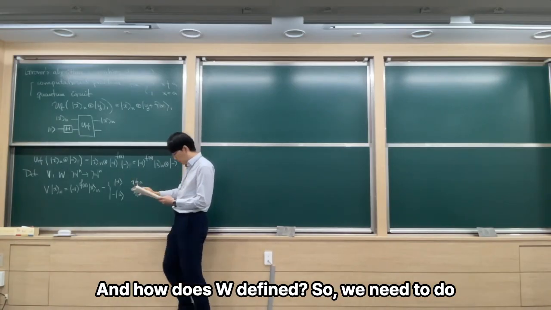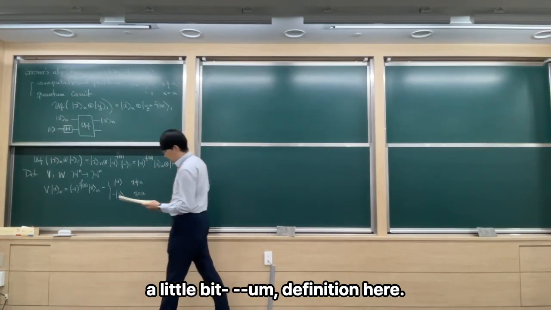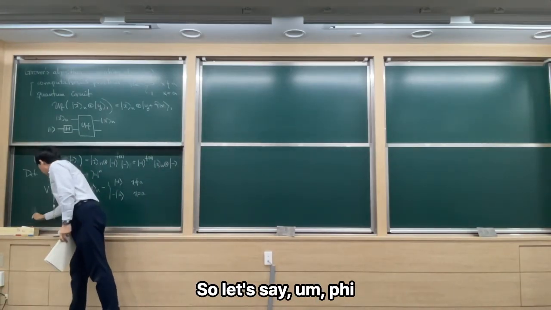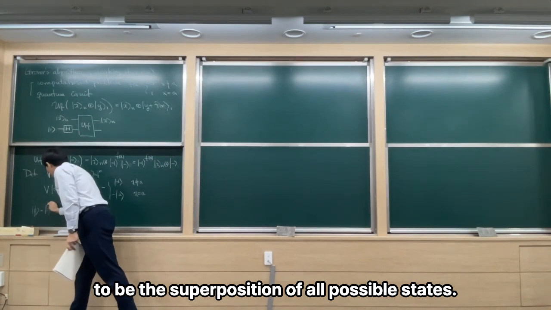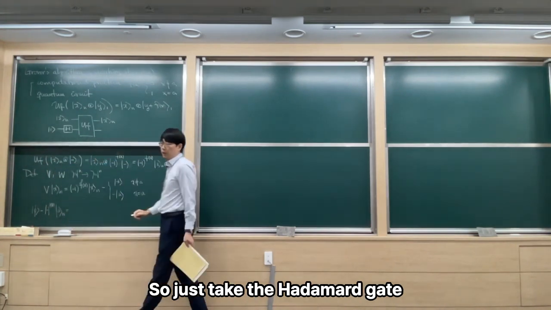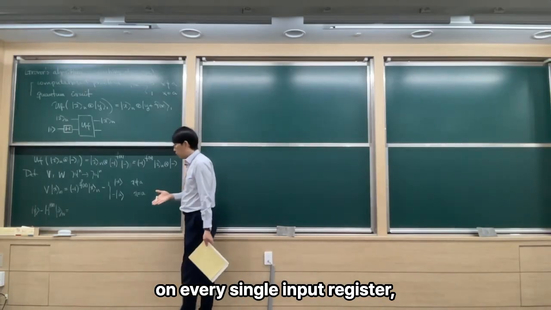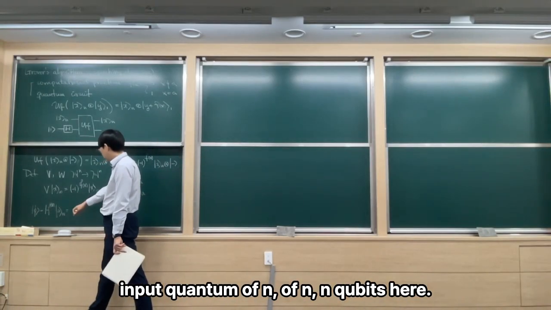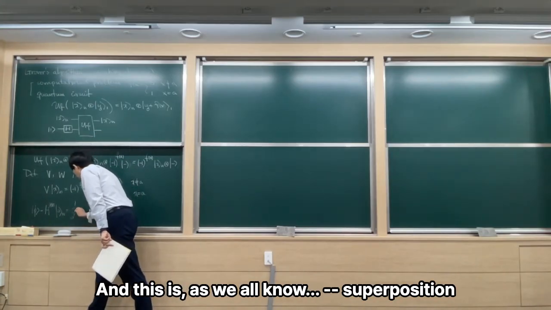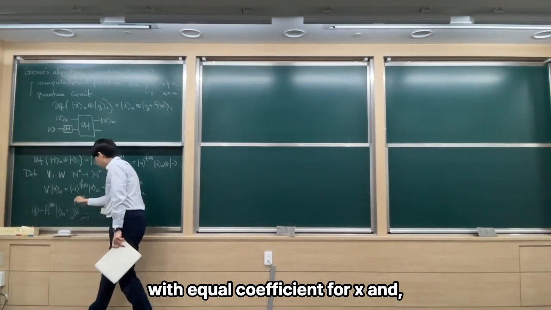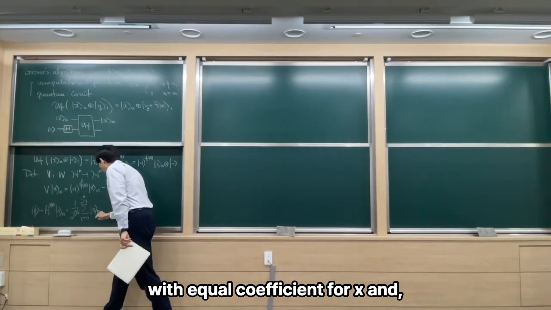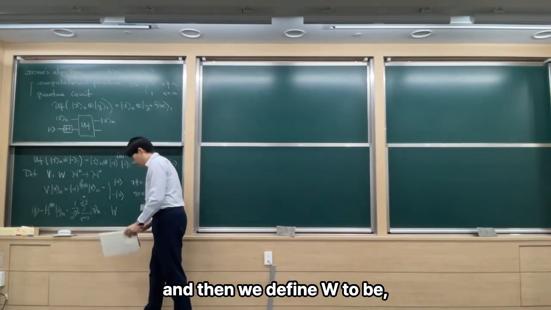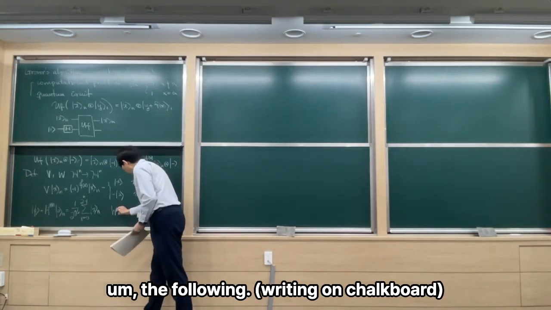And how is W defined? We need to do a little bit of definition here. So let's say psi to be the superposition of all possible states. So just take the Hadamard gate on every single input register, the input quantum register of n qubits here. And this is, as we all know, the superposition of all possible states with equal coefficient. And then we define W to be the following.